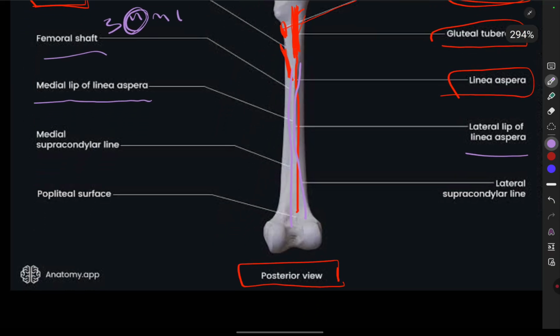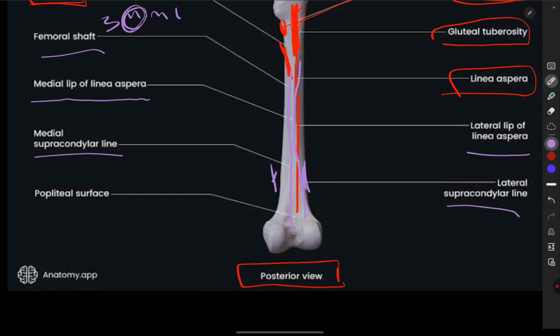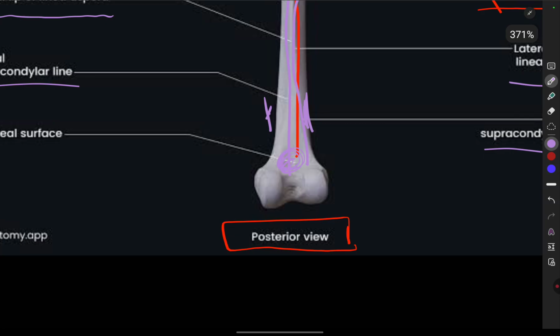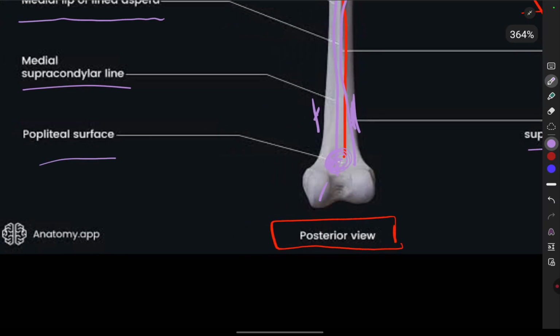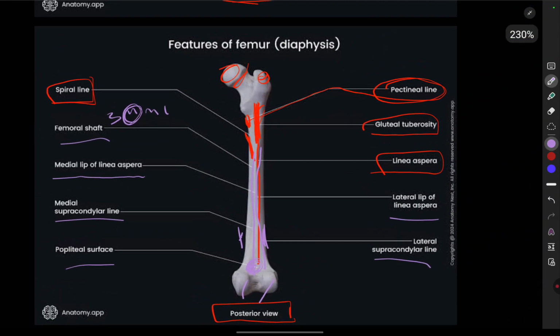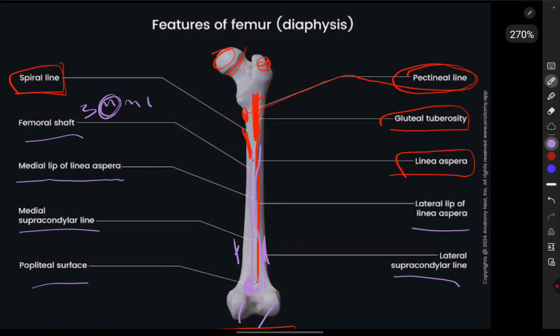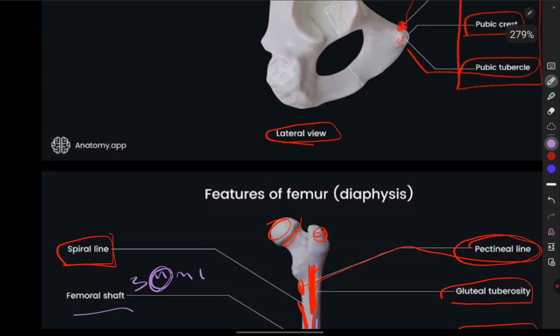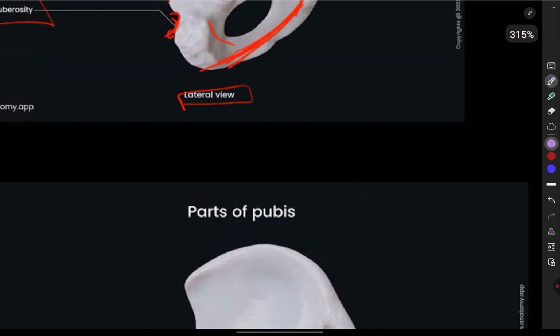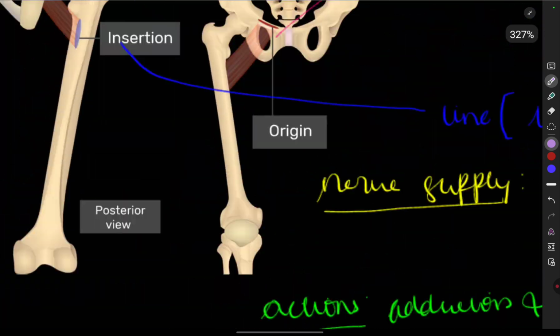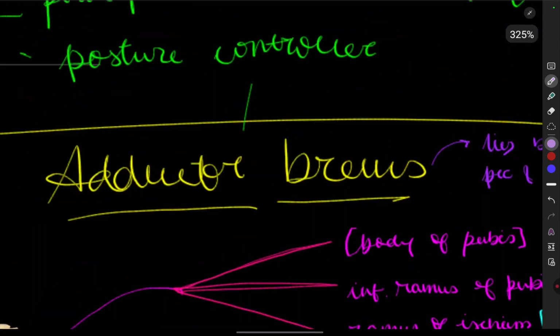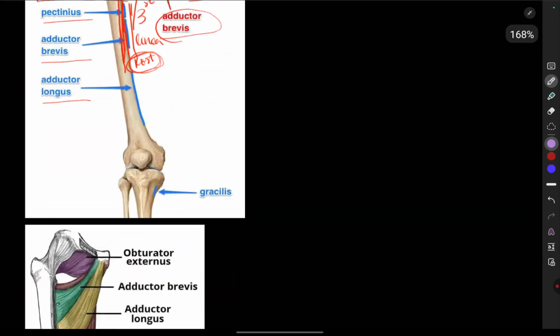Okay, so these are the supracondylar lines, and this is the popliteal surface, and these are the condyles. So this is about the surface landmarks on the femur, which was very important to know, where the insertion of the muscles of the adductor compartment takes place. Now let us see the muscles.